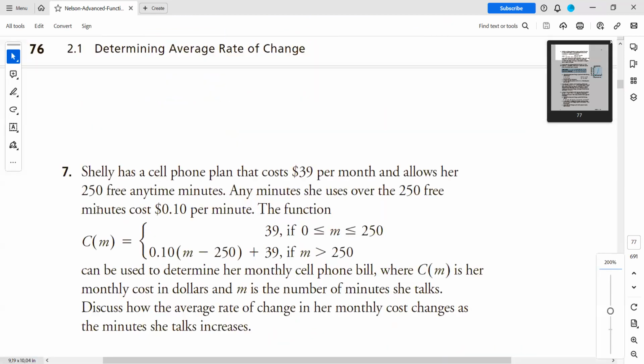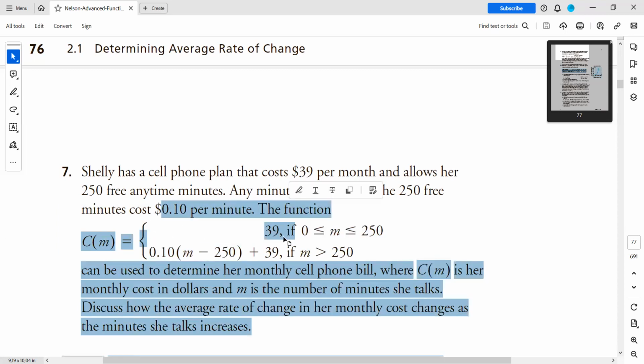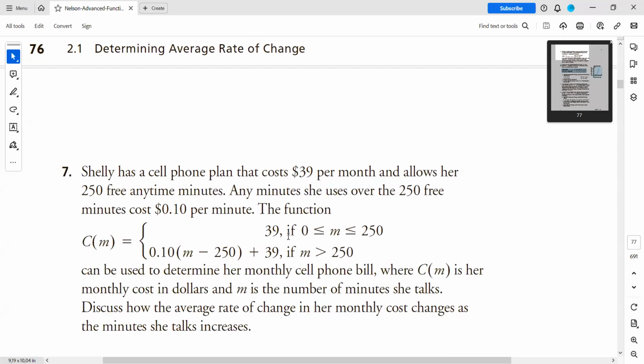Here we're dealing with an example where Shelly has a cell phone plan that costs $39 per month and allows her 250 free anytime minutes. Any minutes she uses over the 250 minutes cost 10 cents per minute. So here we have a piecewise function that we covered in the previous class. The piecewise function says that it's going to cost $39 per month anywhere between 0 and 250 minutes. Every following minute that is over 250 minutes is going to cost her an extra 10 cents per minute.